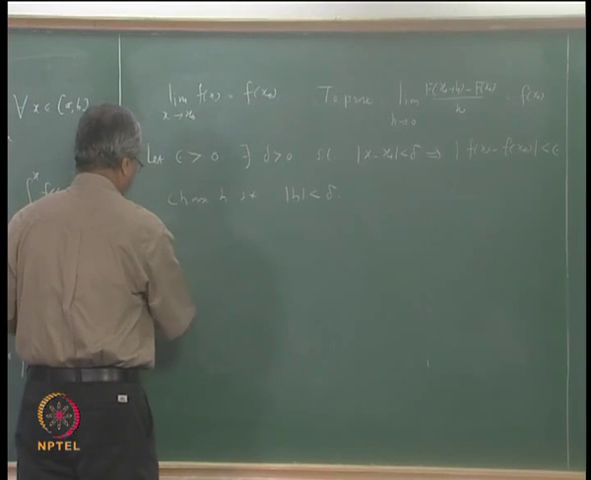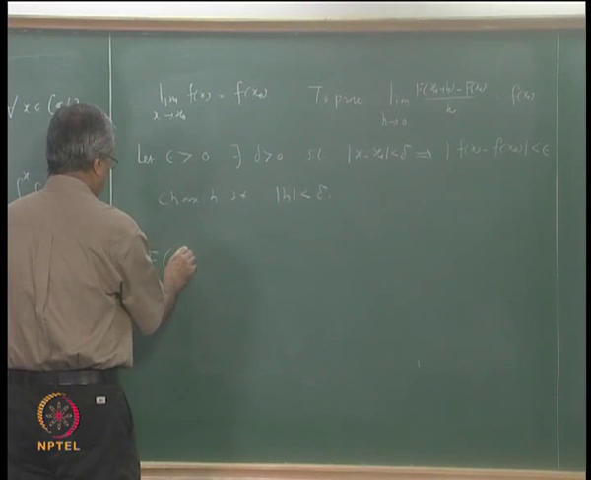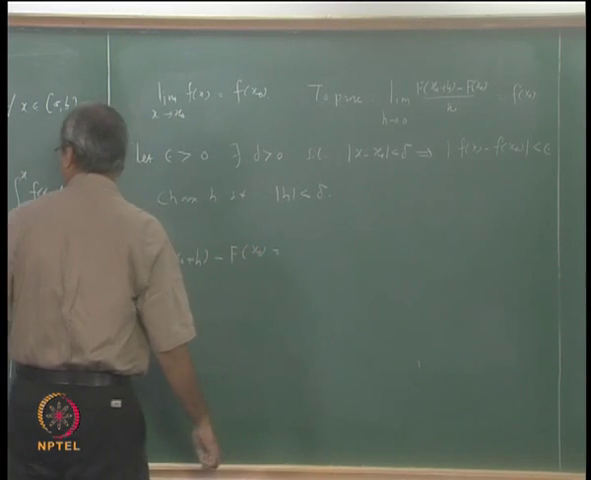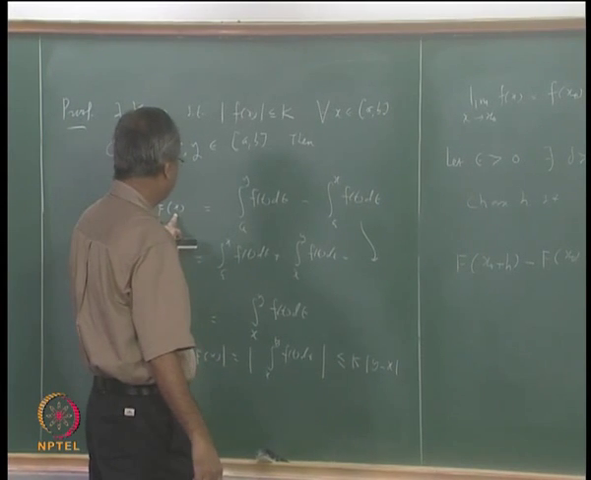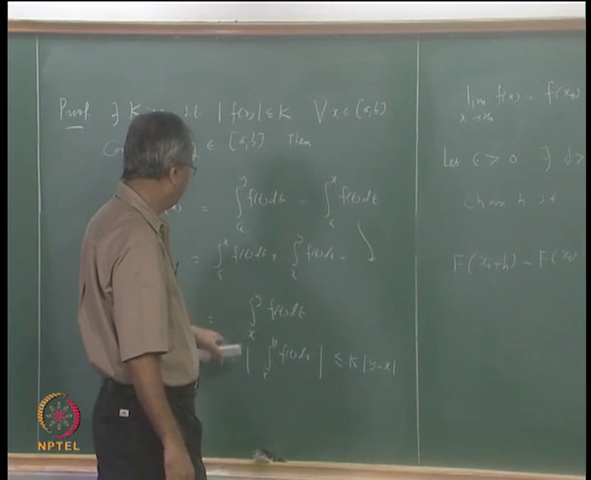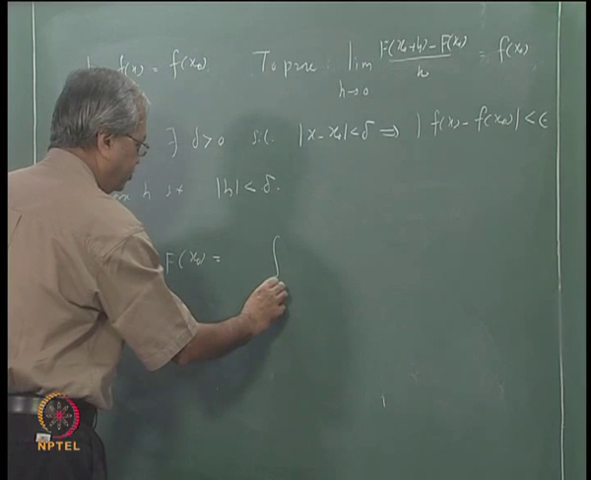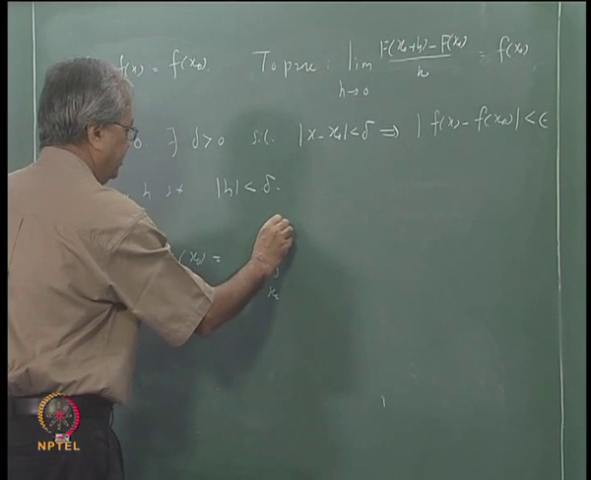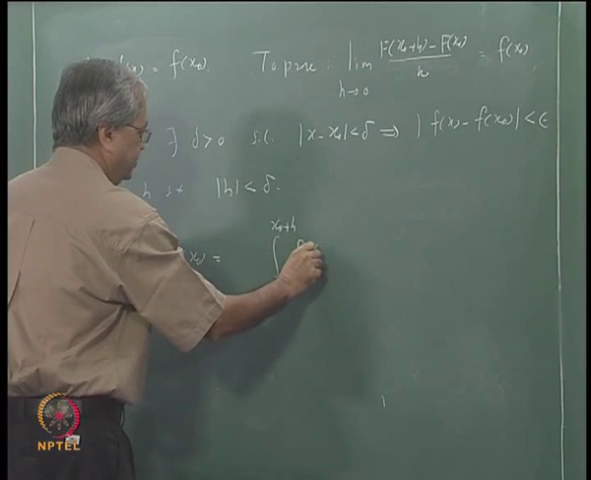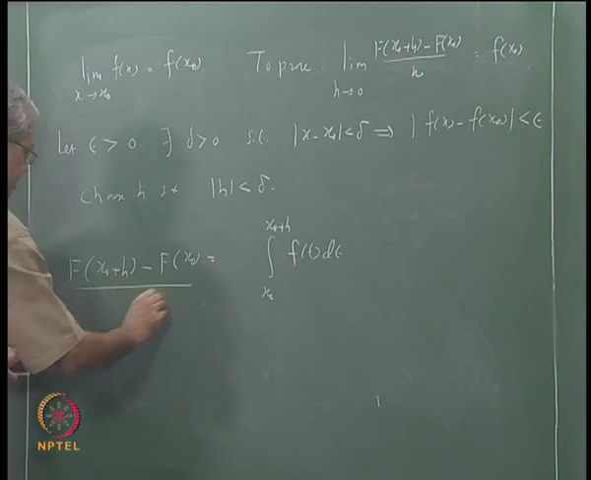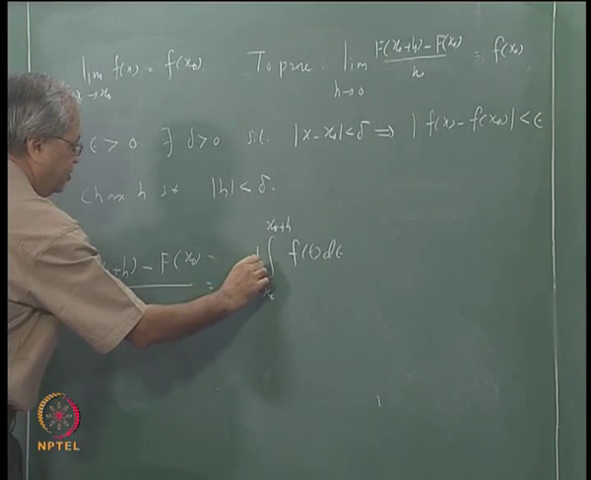Let us write the value big F of x naught plus h minus big F at x naught. We can use this calculation here. Here you take this as x naught plus h, this as x naught. So we have shown that it is the integral from x to y of f t dt. So this is nothing but the integral from x naught to x naught plus h of f t dt. What we want is this divided by h. So this divided by h will be 1 by h into this.